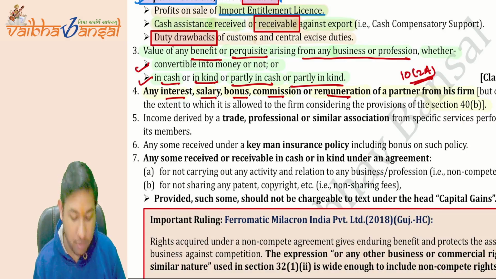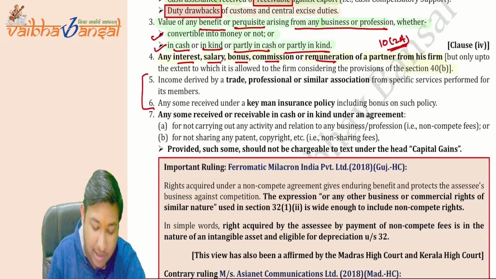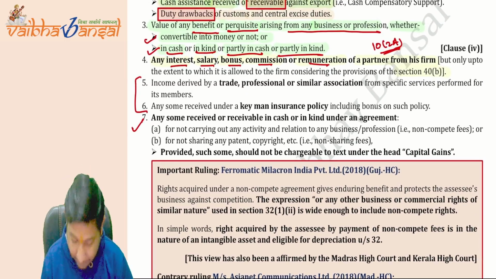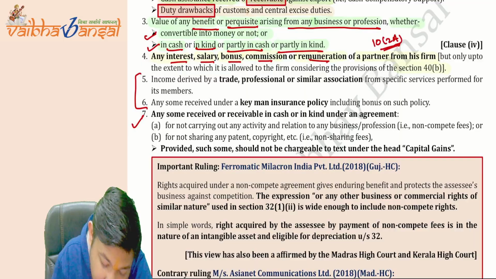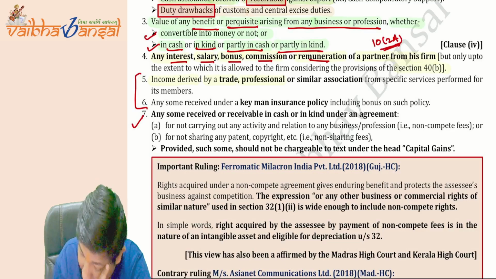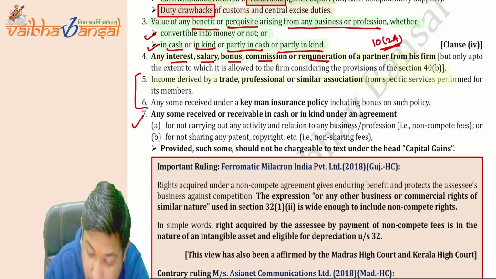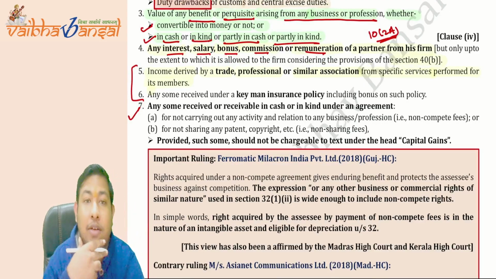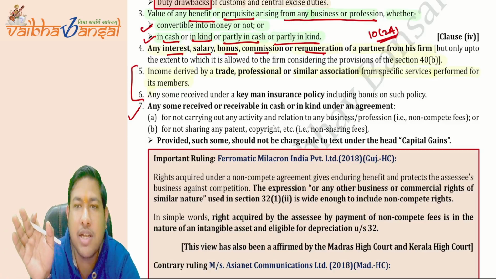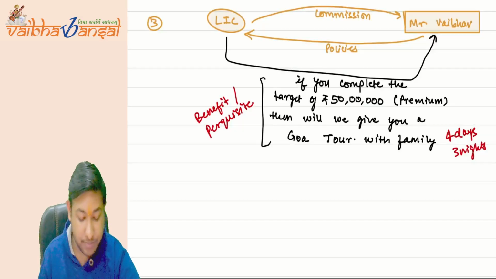This point is clear. Now coming on to the next point, we will study these two points only, then the remaining point will be studied tomorrow, because it will take time. Now, income derived by a trade, professional or similar association from specific services performed for its members.